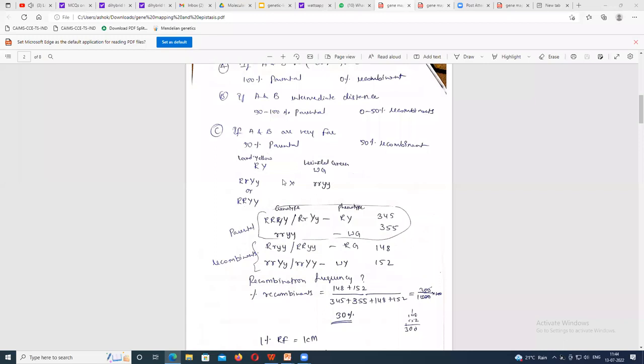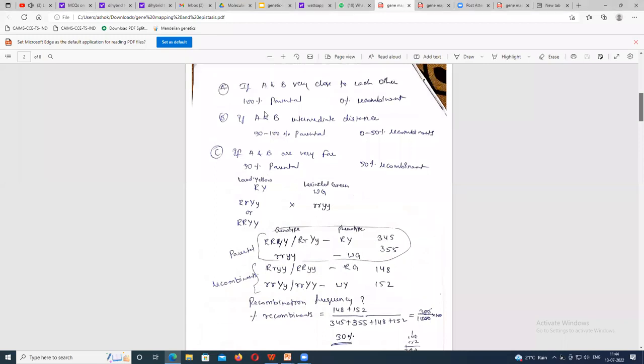So there are different possibilities. We are talking about two genes A and B. If they are very close to each other, there cannot be any crossing over, so there cannot be any recombination. So 0% recombination means 100% parental. Understood? If two genes are present close together, there cannot be any recombination, so recombination percentage is 0 and parental percentage will be 100. These two are reciprocal with each other.